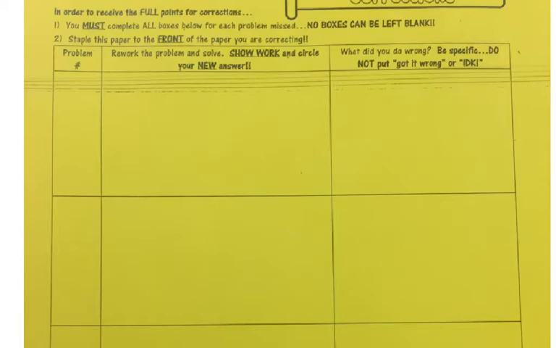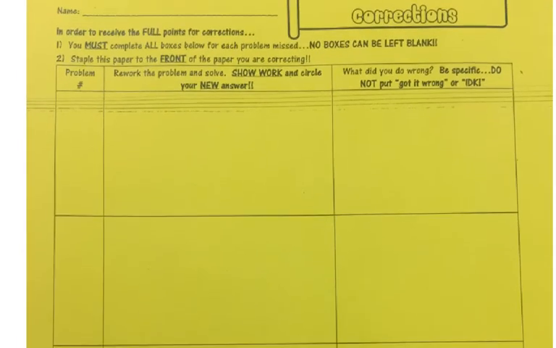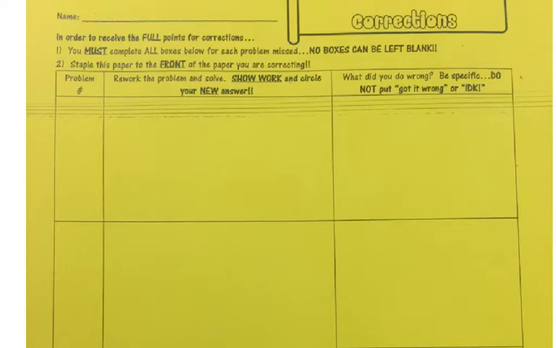So how you fill these out, well, the instructions are listed up here at the top. It says, in order to receive full points for corrections, you must complete all boxes below for each problem missed. No boxes can be left blank. So what that means is if you miss problems, let's say 2 and 3, you would put problem number 2 here and problem number 3 here. If you didn't miss any other problems, you don't need to fill out this row or this row. What it means by all boxes completed is, if you miss question number 2, you need to fill in this box and this box. So the whole row needs to be complete.